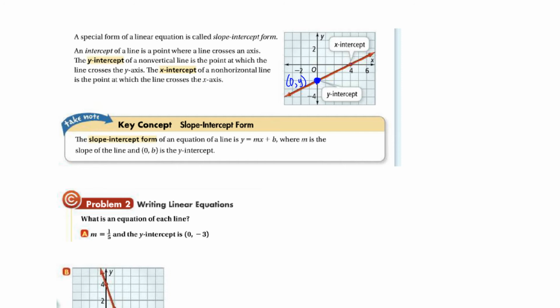And then our x-intercept is where the line crosses the x-axis, and its point will always be wherever that x is, and then its y will be 0 because you don't go anywhere up or down, you just go left or right. Our slope-intercept form of an equation is the formula y equals mx plus b, where m is the slope and (0, b) is the y-intercept.